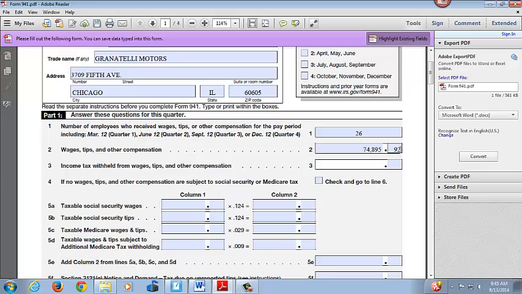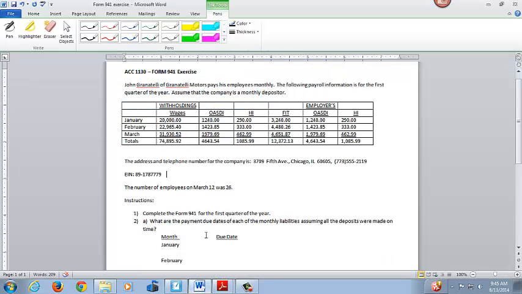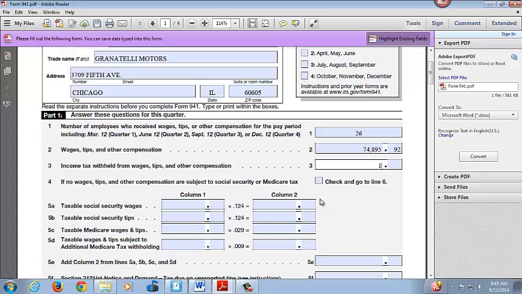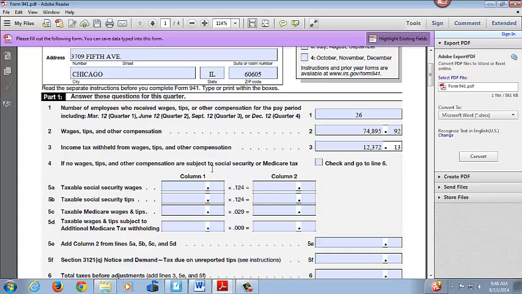And we do have to worry about cents in payroll class. Then they want to know how much income tax was withheld from your wages. This is your federal income tax. If we look back, our federal income tax withheld was $12,372.13. So we can put that on line 3. If you had no wages, tips, or other compensation subject to Social Security or Medicare tax, for some reason you were exempt from that, then you would check here and go to line 6. We're not going to have somebody like that though.